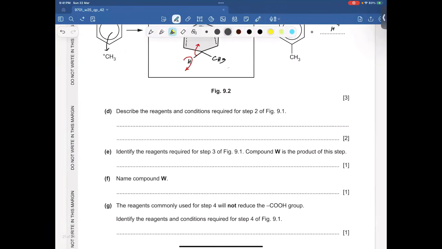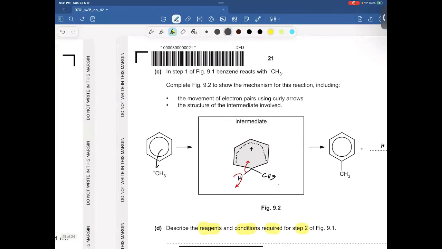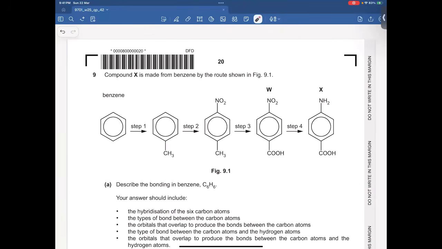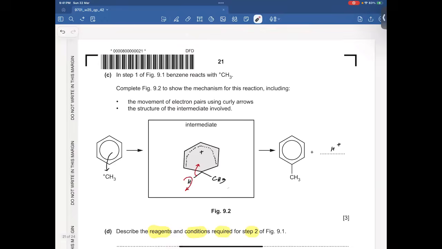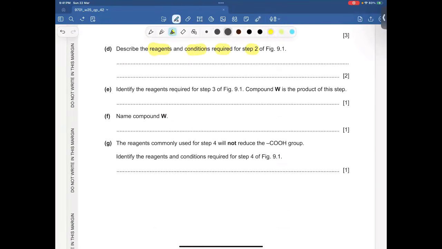Describe the reagents and conditions required for step 2. Step 2 is what? Step 2 is basically we are introducing NO2 group into the benzene ring, which means we are going to go for nitration. And for nitration, I will use concentrated nitric acid and concentrated sulfuric acid. And I think the temperature is going to be 30 degrees Celsius also.